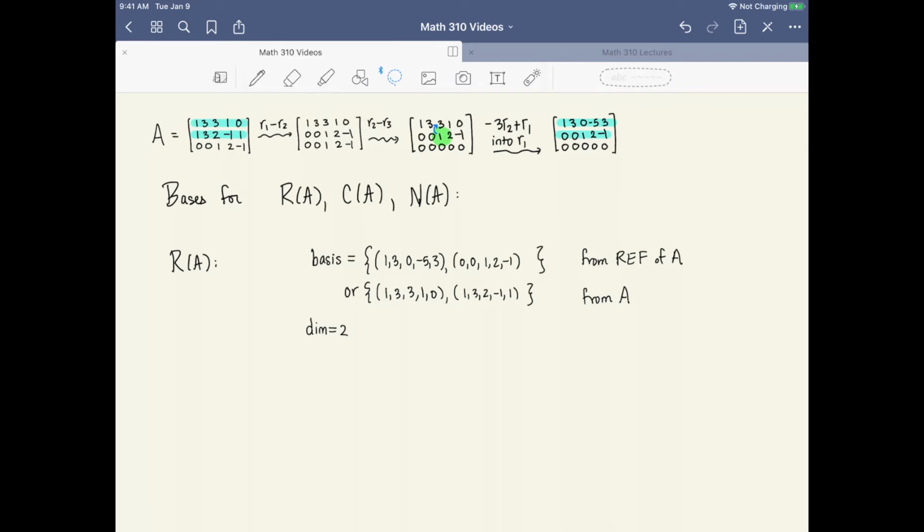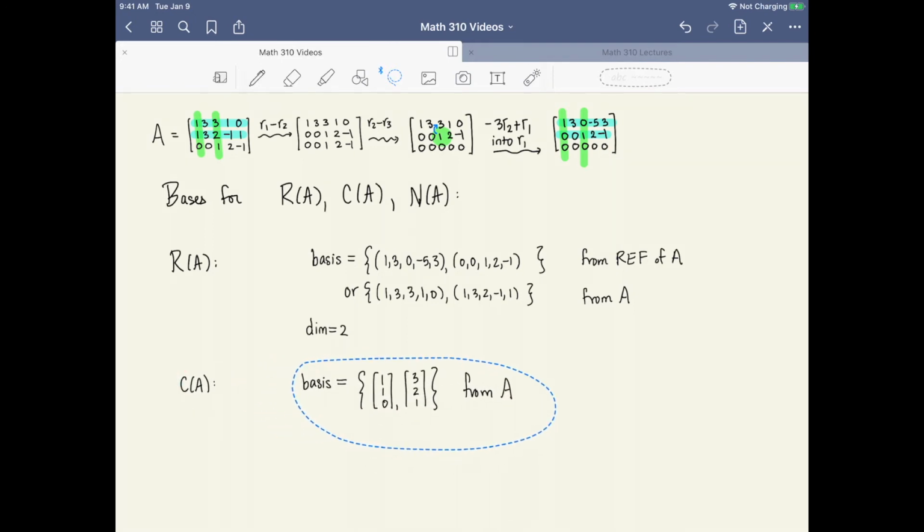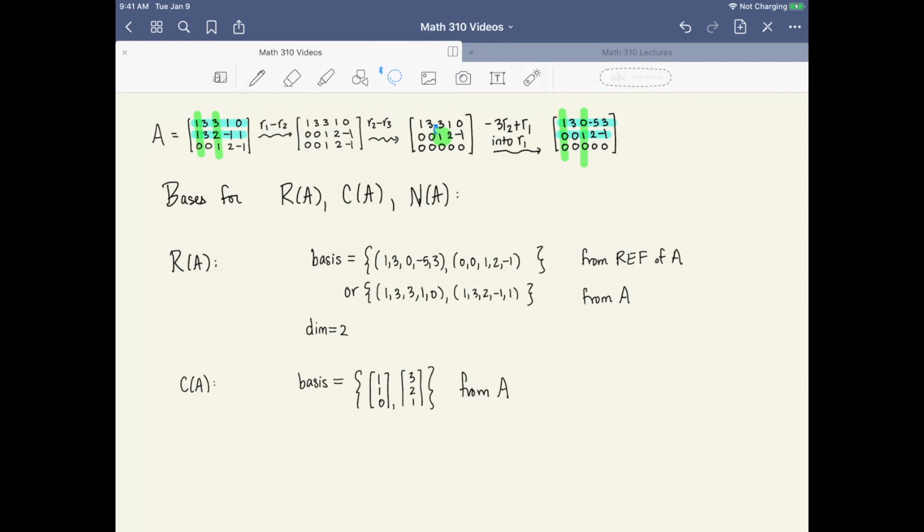The important thing to keep in mind is that for the column space, we must use the original matrix A. We cannot use the reduced row echelon form, because when you do row operations, you change the column space. So what you do is you find your 2 independent columns, which in our example were columns 1 and 3. And then you go back to the original matrix A and you take the corresponding columns, column 1 and column 3. So for the column space, a basis is going to be given by 1, 1, 0 and 3, 2, 1 from the original matrix A.